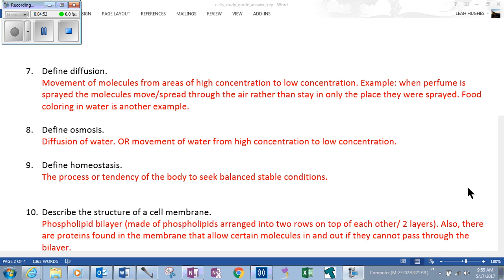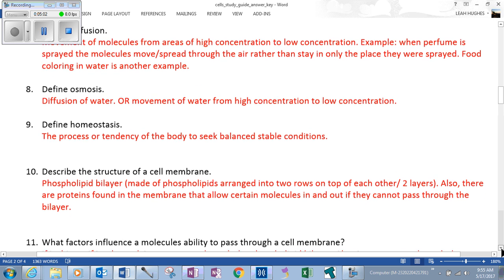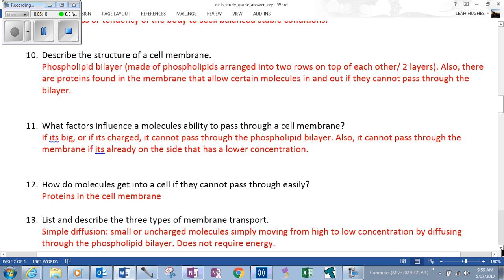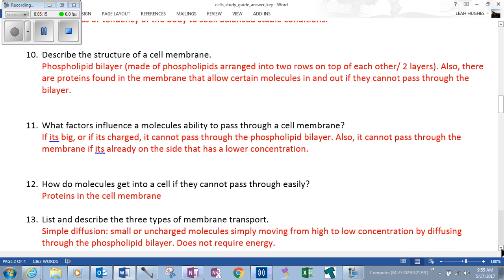Define osmosis. Diffusion of water or movement of water from high concentration to low concentration. Define homeostasis. The process or tendency of the body to seek balanced, stable conditions. Number 10. Describe the structure of a cell membrane. Phospholipid bilayer, made of phospholipids arranged in two rows on top of each other, the two layers. Also, there are proteins found in the membrane that allow certain molecules in and out if they cannot pass through the bilayer.